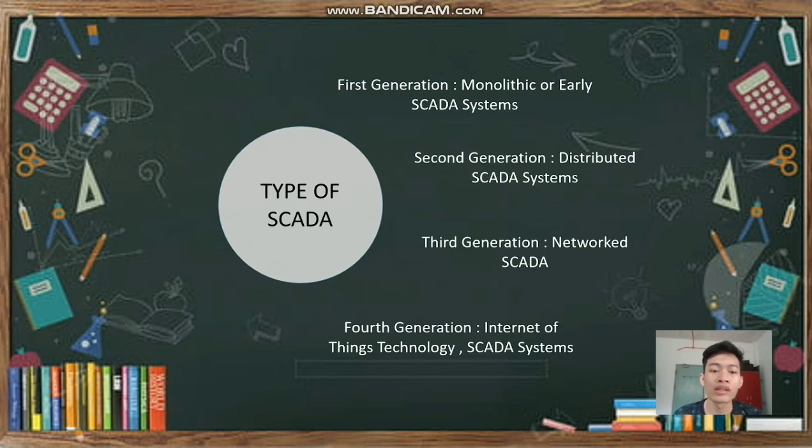So now I will explain the types of SCADA. There are four types of SCADA. First generation is the monolithic or early SCADA system. Second generation is the distributed SCADA system. Third generation, the networked SCADA system, and fourth generation, the Internet of Things technology SCADA system.